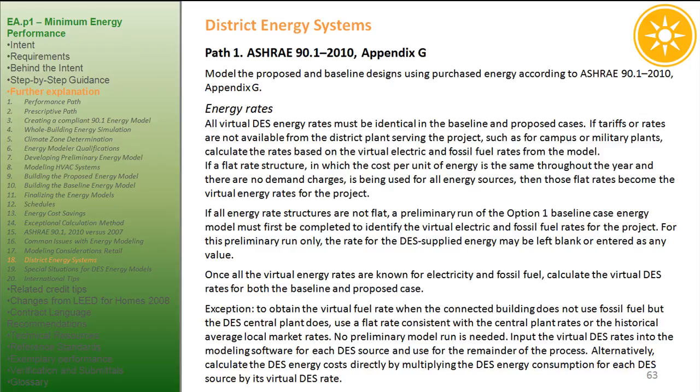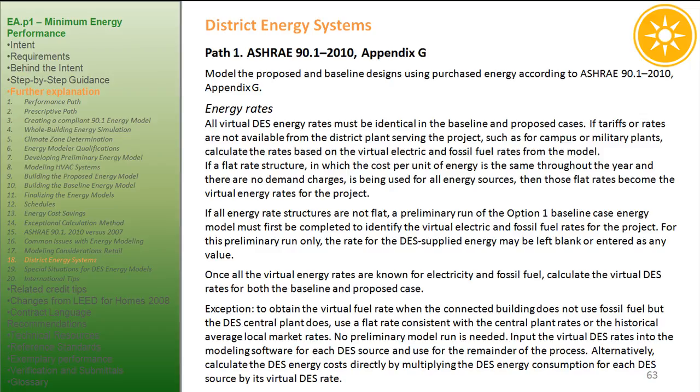If a flat rate structure, in which the cost per unit of energy is the same throughout the year and there are no demand charges, is being used for all energy sources, then those flat rates become the virtual energy rates for the project. If all energy rate structures are not flat, a preliminary run of the Option 1 baseline case energy model must first be completed to identify the virtual electric and fossil fuel rates for the project.